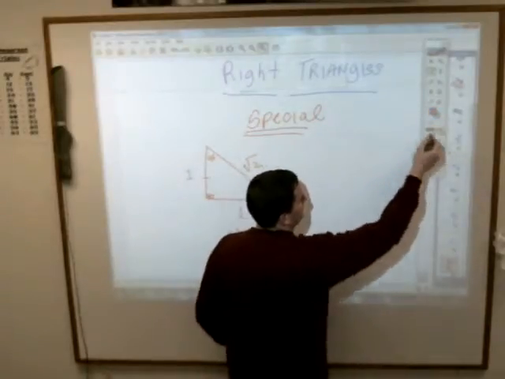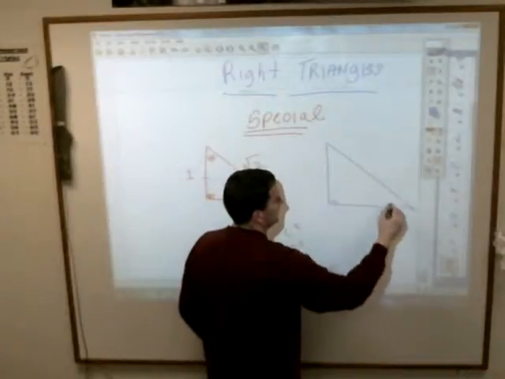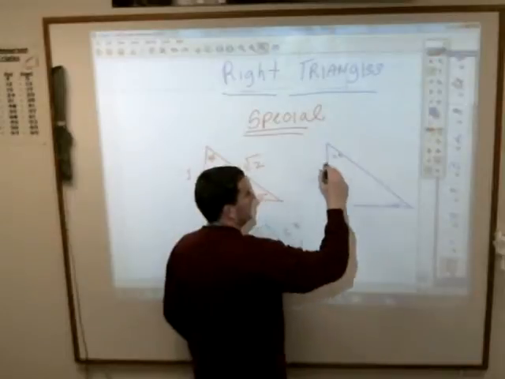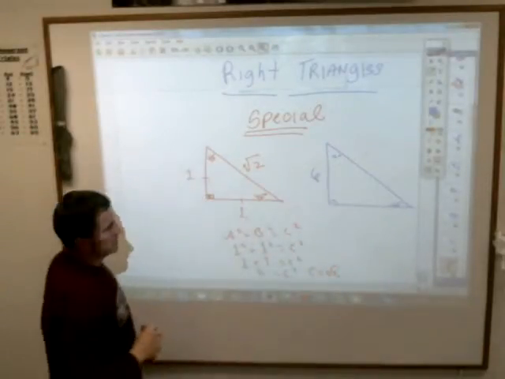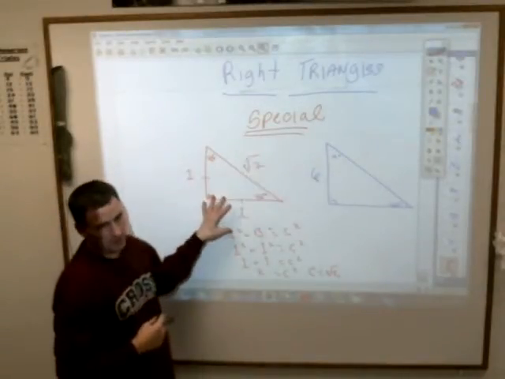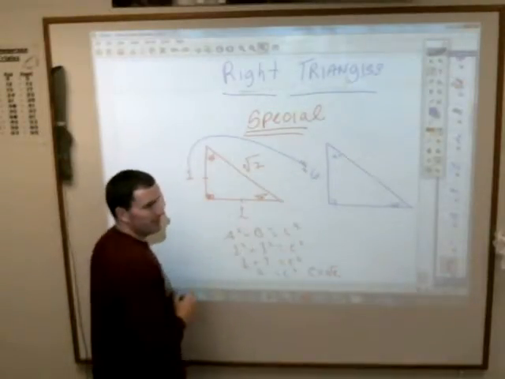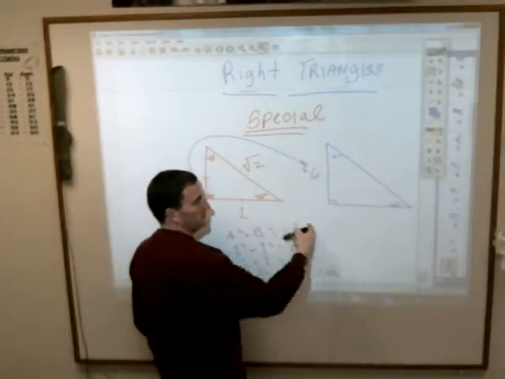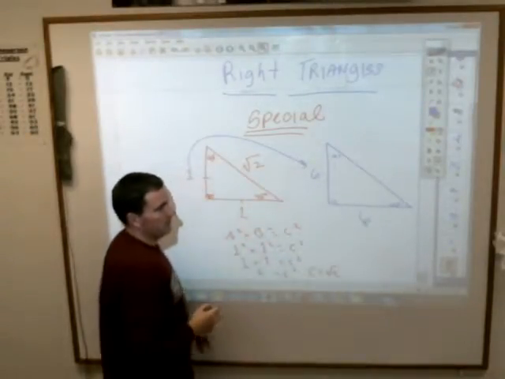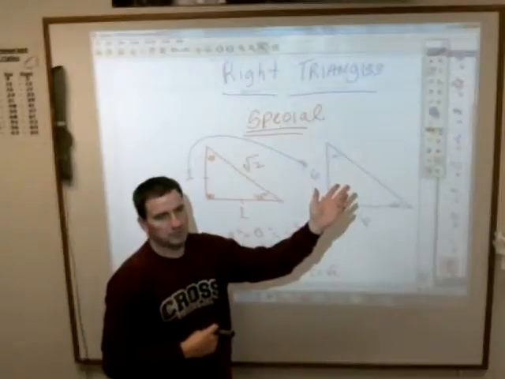Here, let me give you another one. If I have a right 45-degree triangle, and I know these are 45 degrees, and I say that this is 6, right off the bat, you can tell me what the other two sides of that triangle are. Why? Because they're similar triangles, and you already have their ratios here. In other words, to go from 1 to 6, what do I multiply by? 6. So this other one is going to be 1 times 6, which is 6.